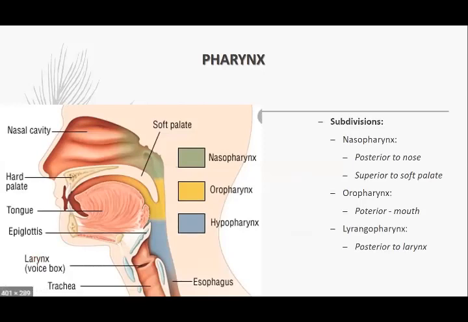The pharynx, for convenience, is divided into three parts. The nasopharynx, oropharynx, and the laryngopharynx. These subdivisions are according to the surrounding area. This is the nasopharynx in green. It is lying posterior to the nose. This is the nose. So this nasopharynx is lying posterior to the nose. That is why it's called nasopharynx. It extends above, lying above the soft palate. Ye hard palate hai, you can see the bone, and this is the soft palate. So this area above the soft palate is called nasopharynx.